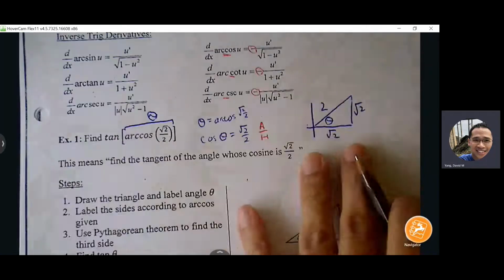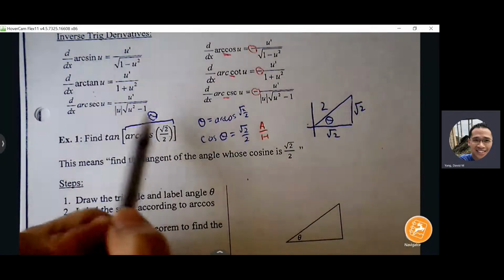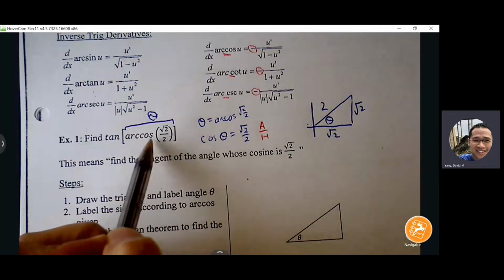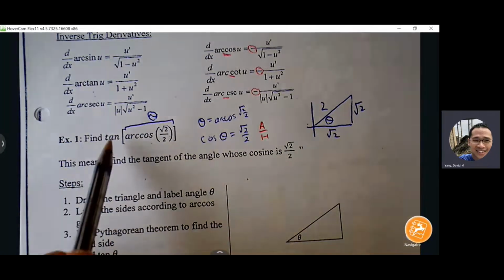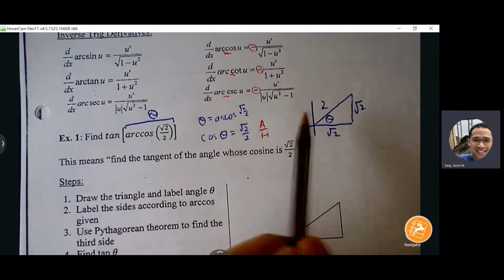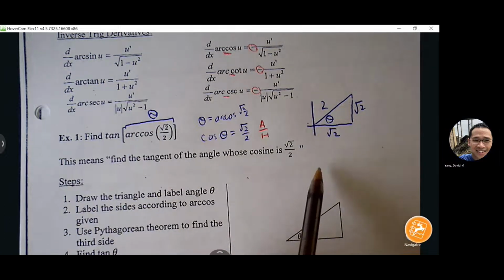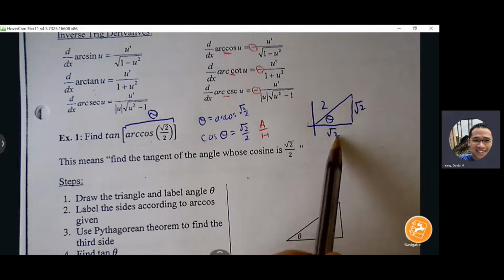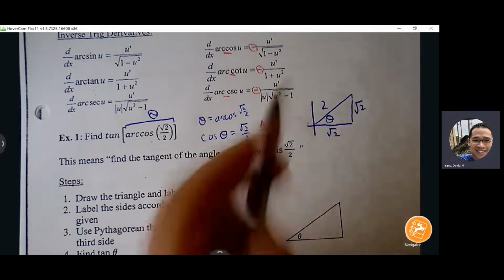So now that I have this triangle filled out and I have this theta information filled out as much as I can, now I'm just turning around and asking, what is tangent of theta? So what's tangent of theta? Opposite over adjacent, which is equal to what? Just 1. Yeah, that's it.